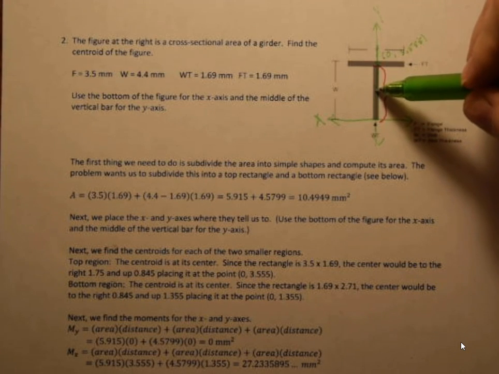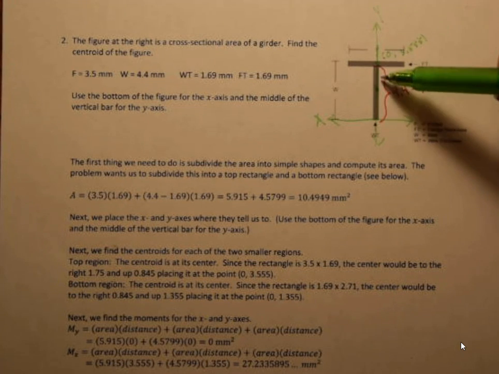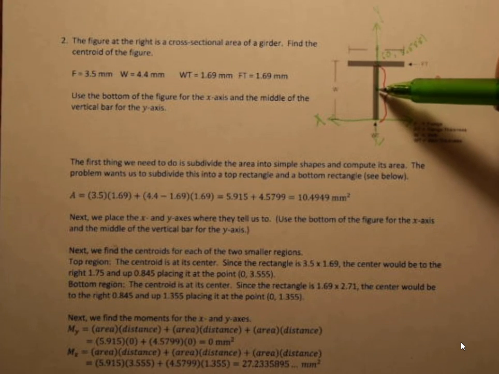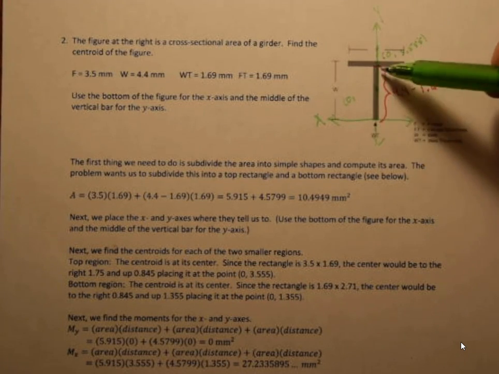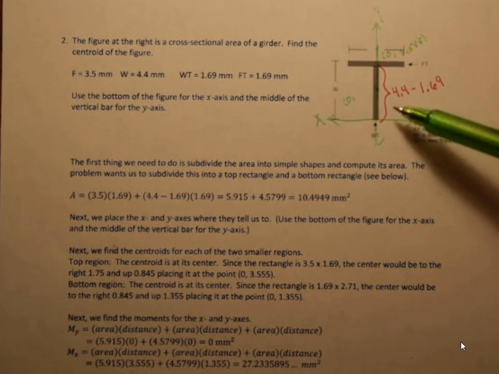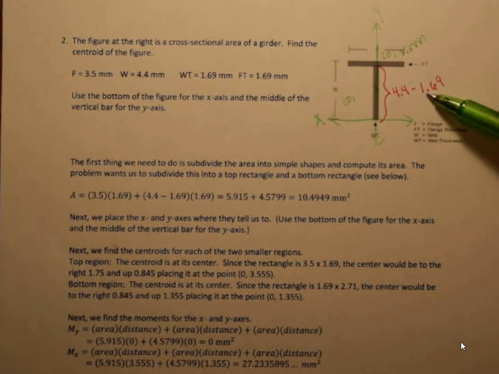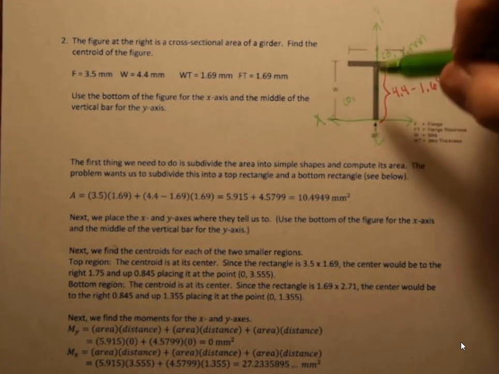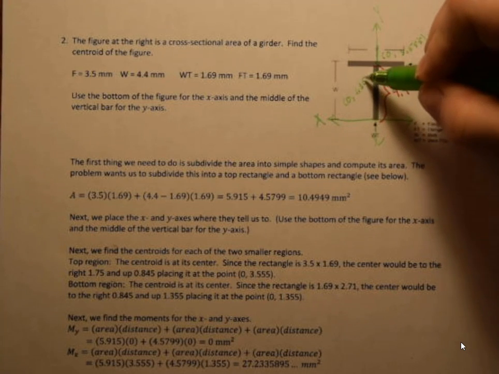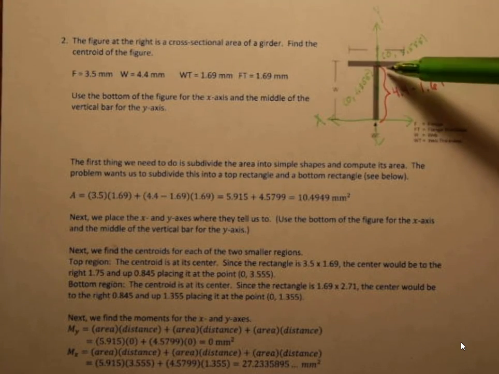Okay, so for the bottom rectangle, the centroid's going to be right in the middle. Since we have the y-axis going right down the center of this bar, we would go left or right 0. So our x-coordinate would be 0. And then the vertical, how far up or down do we go? Well, we would go half of this distance, and that distance is 4.4 minus 1.69. Half of that distance is 1.355. Those would be the two centroids for the two rectangles.